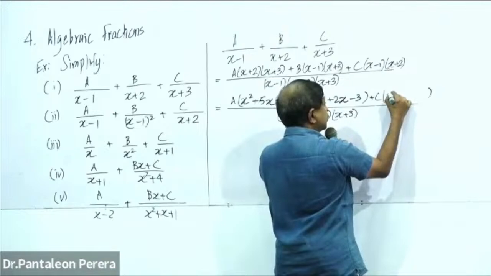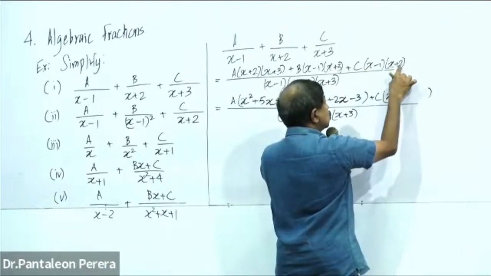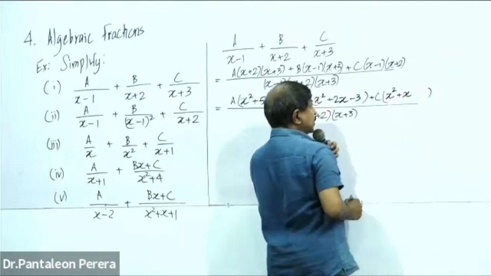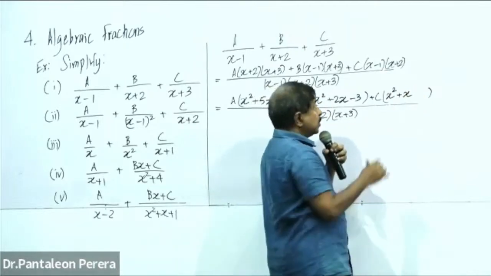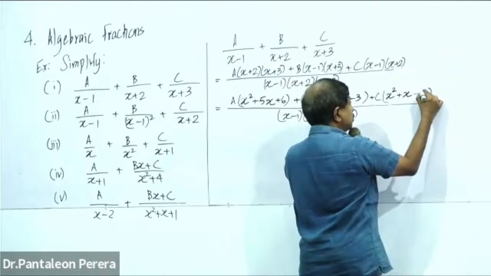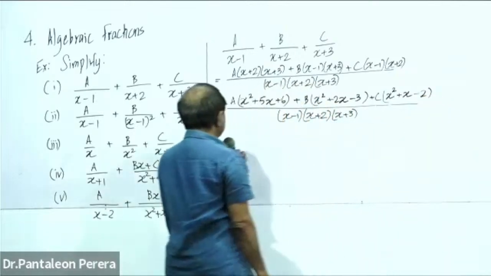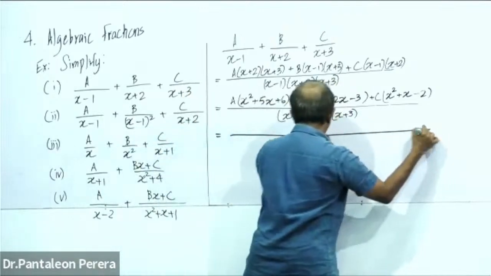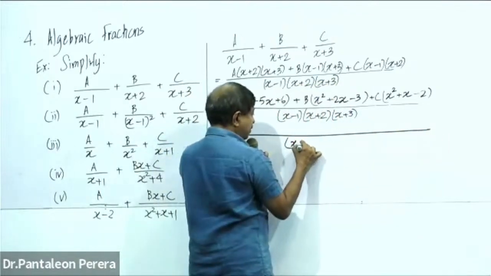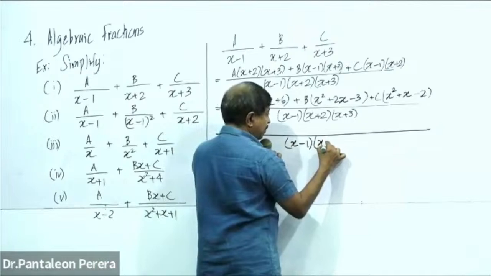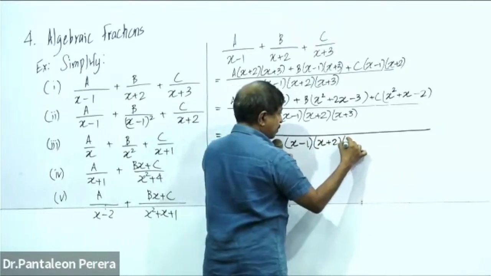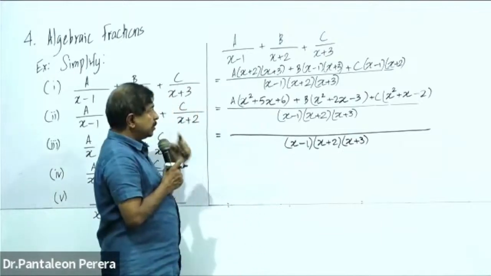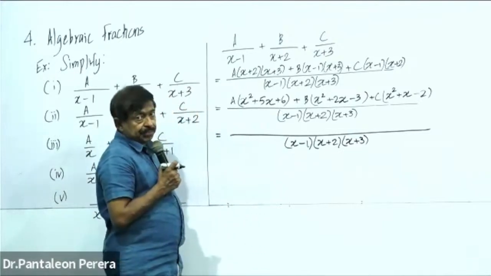x times x, x squared. 2x minus 6. That will make it plus 6. Then minus 1 times 2, minus 2. After that, there's one more step. Now you can gather similar terms.